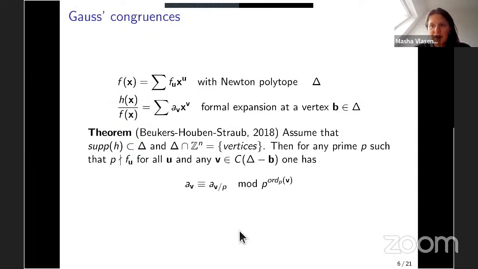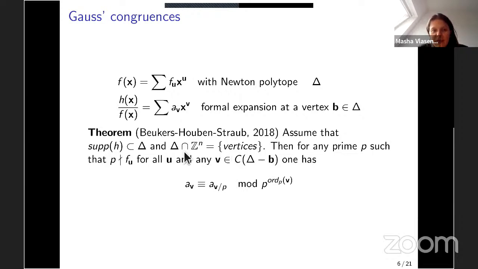Okay, so here is the congruence that I wanted to show. It's called Gauss Congruence. We take f with Newton polytope delta as before. We consider a rational function and do its formal expansion at a vertex b, just as in the previous slide. Then, assuming that delta has a special property that the only integral points in delta are vertices. For example, the unit cube will have this property. Its only integral points are vertices.